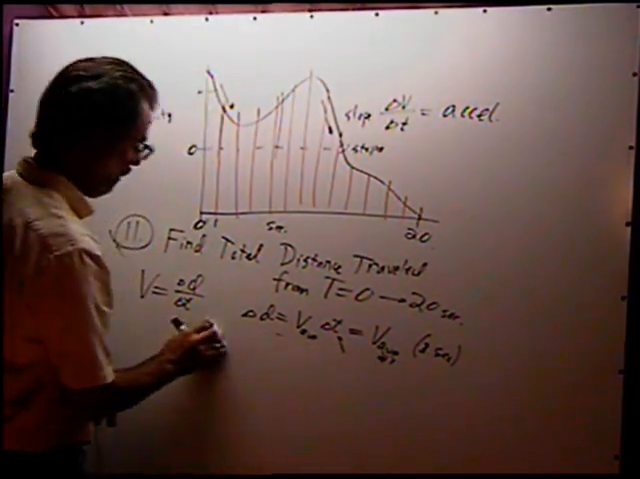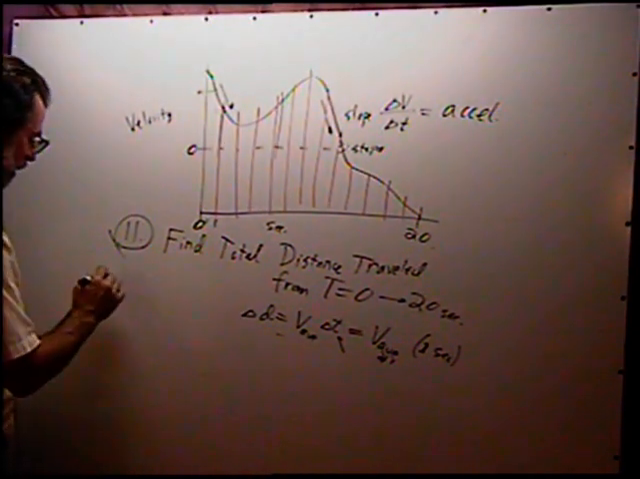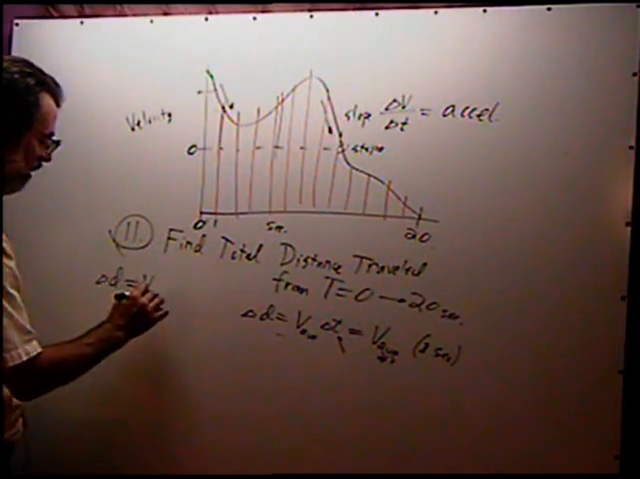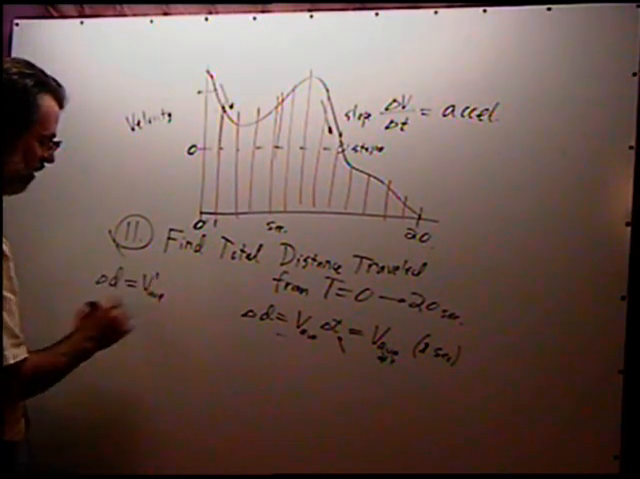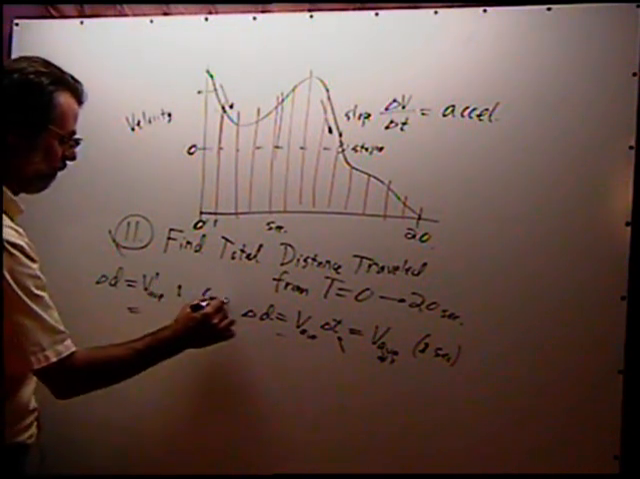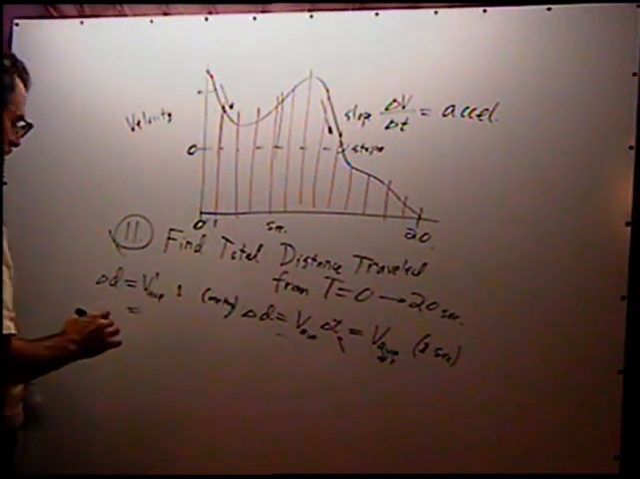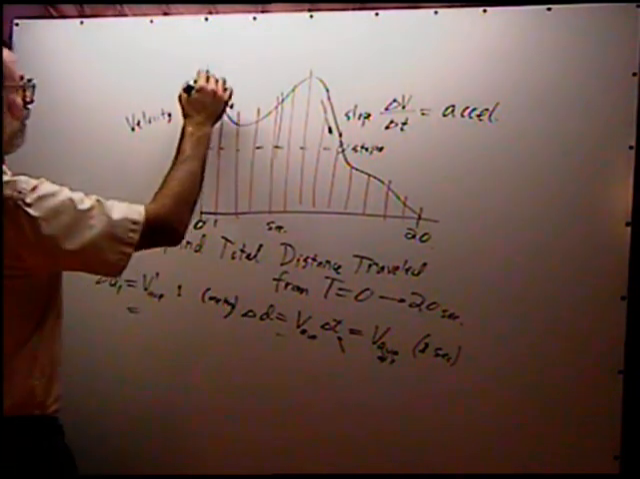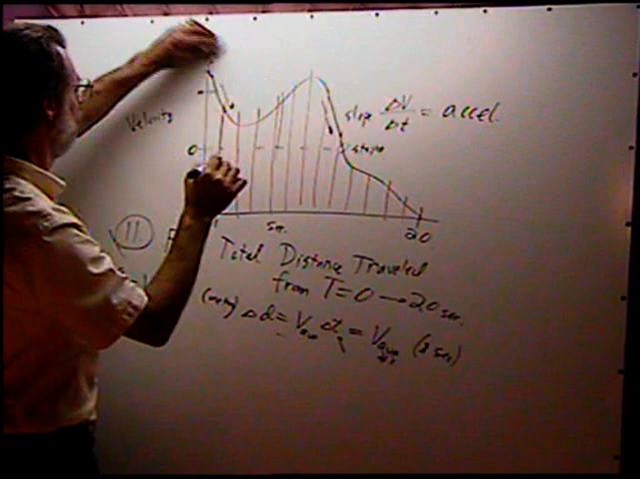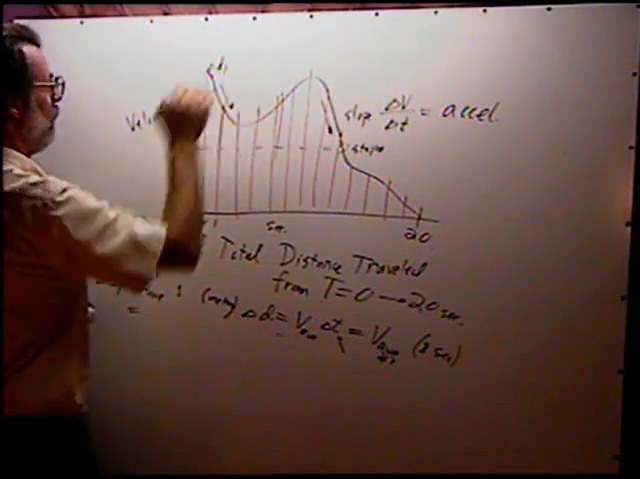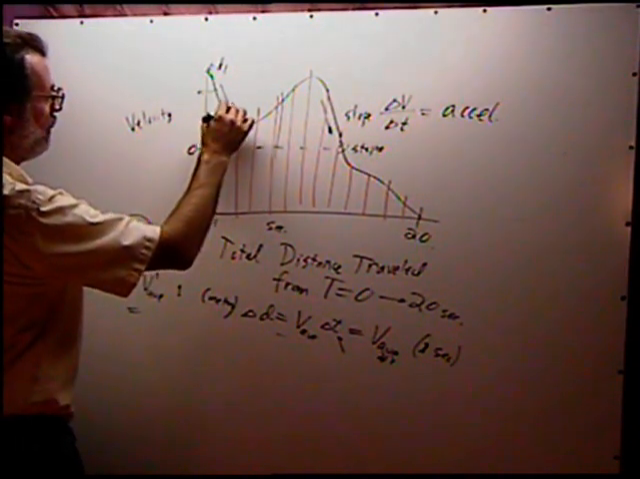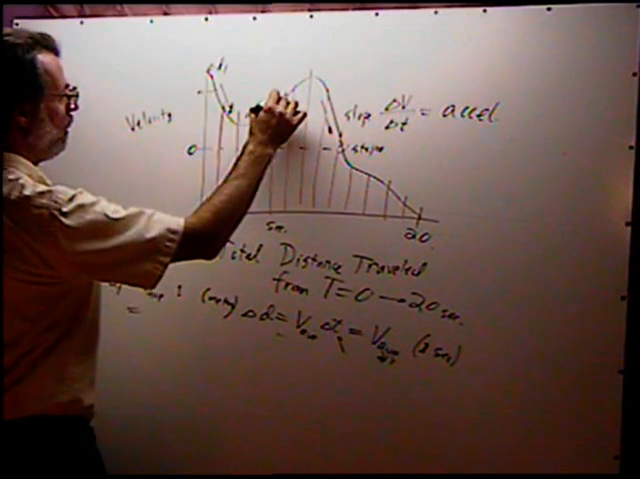So the distance traveled in the first second is the average velocity during that second. I'll call it average velocity number 1 times 1, and it will be that many meters. So the distance traveled during this interval right here is little delta d1, okay? And what we do is we add up all the little delta d's all throughout here.